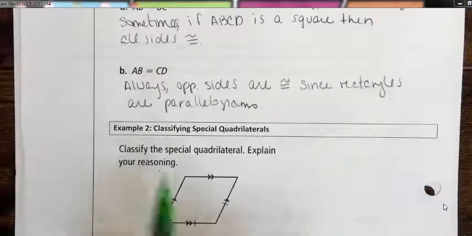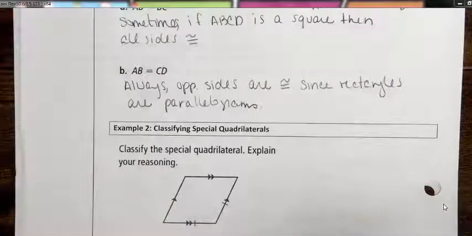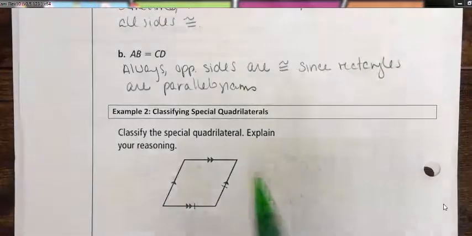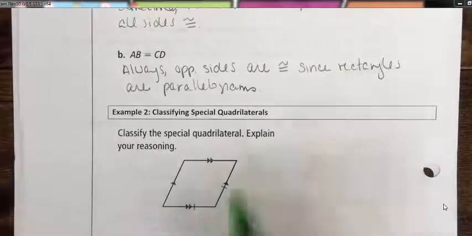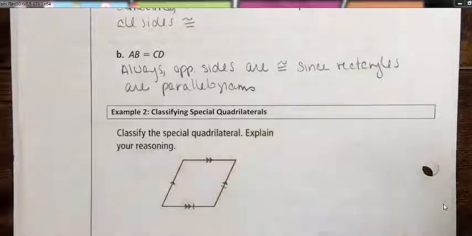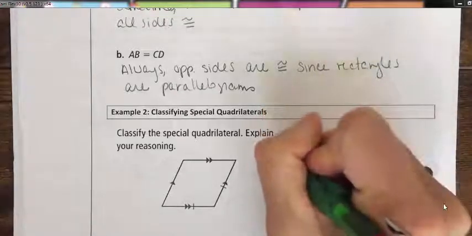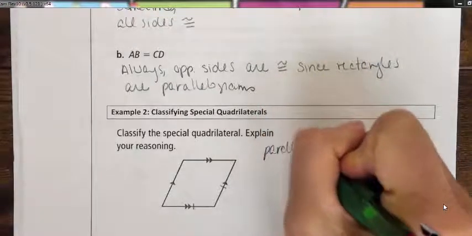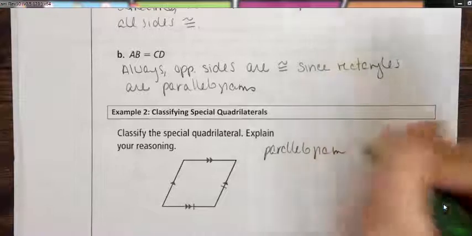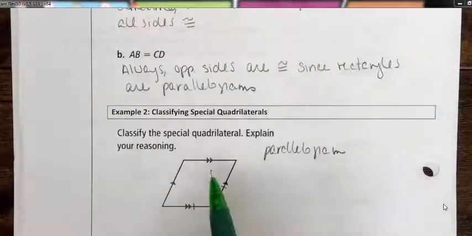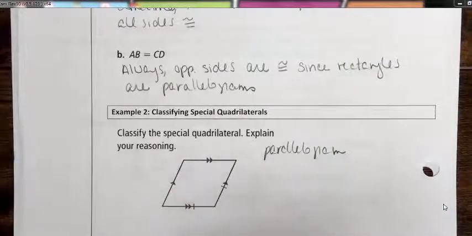Example 2, we're going to classify the special quadrilateral and explain your reasoning. Okay, so first of all, I know that both pairs of opposite sides are parallel. So right away, I know that this is a parallelogram. If I know that both pairs of opposite sides are parallel, then it is a parallelogram.